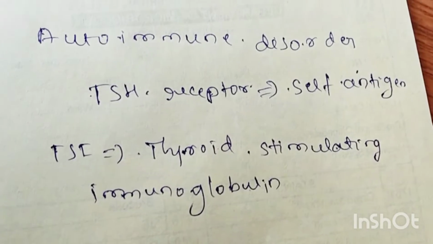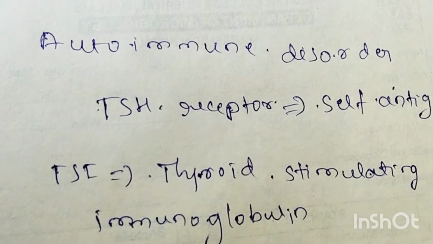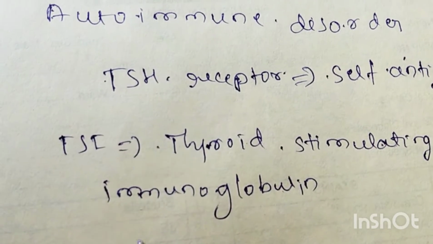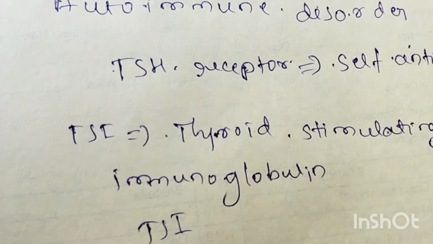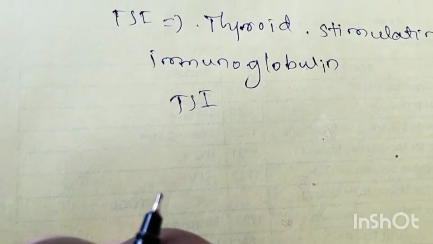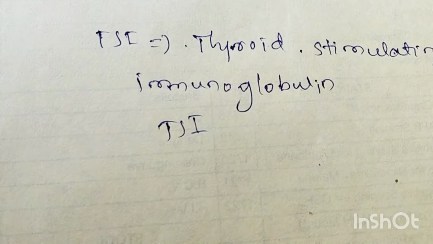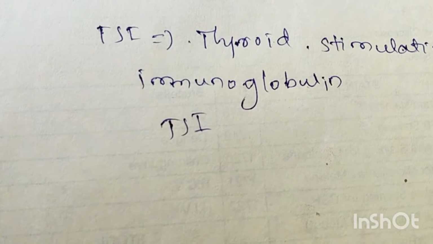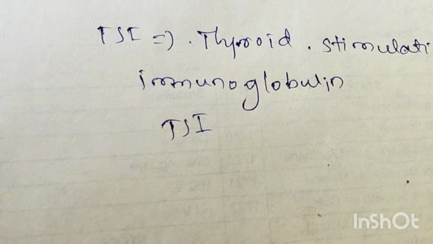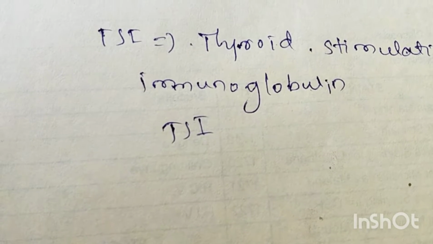So what do they do? The TSI antibodies bind to the TSH receptors and mimic its action, increasing the adenyl cyclase activity, thereby increasing the synthesis of T3 and T4.